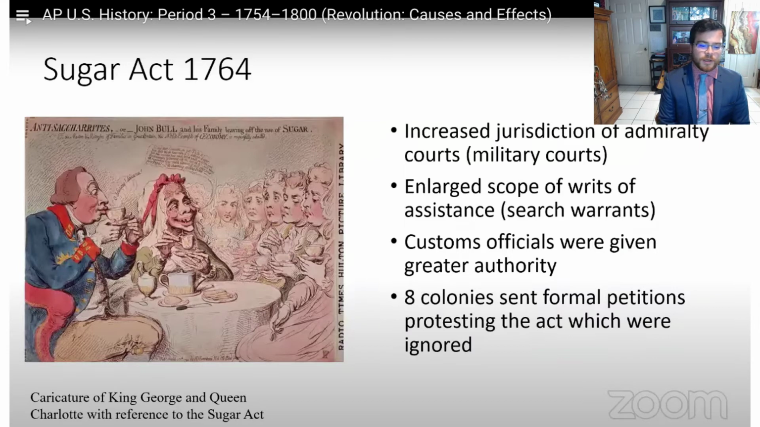Okay. Eight colonies sent formal petitions protesting the act, in which they were ignored. Yeah, the king was like, I don't care. I'm the king, all right? I do what I want. I am the goat, right?